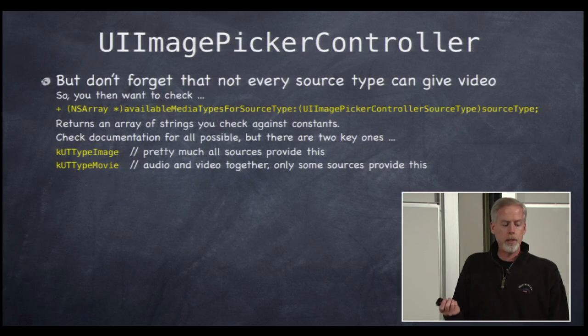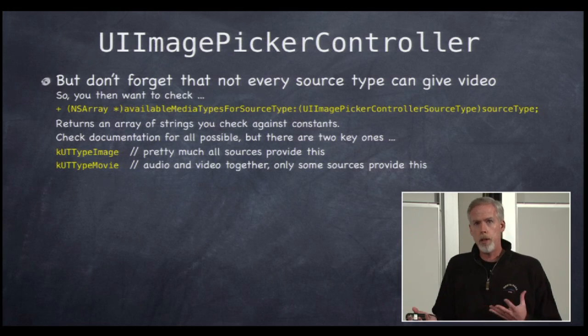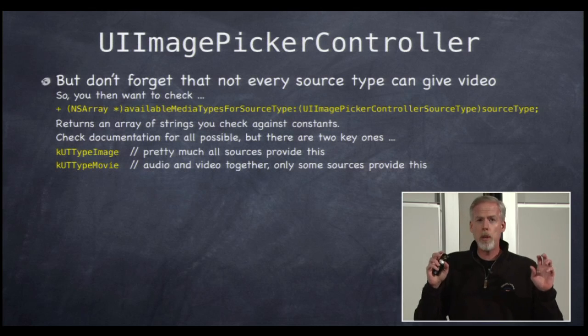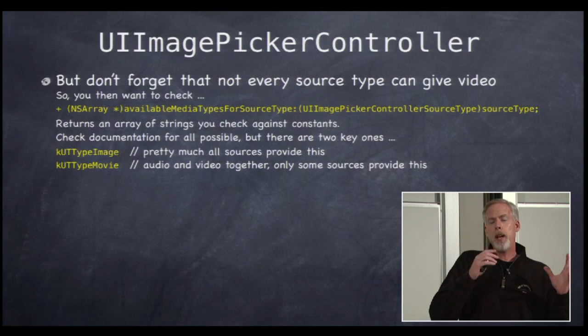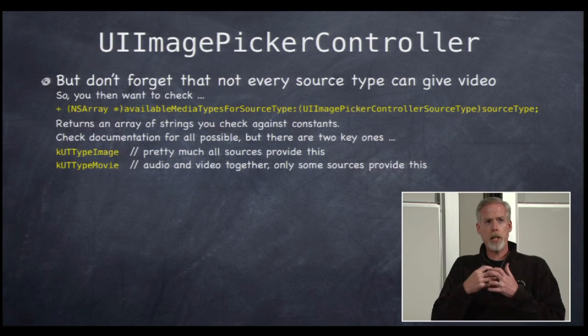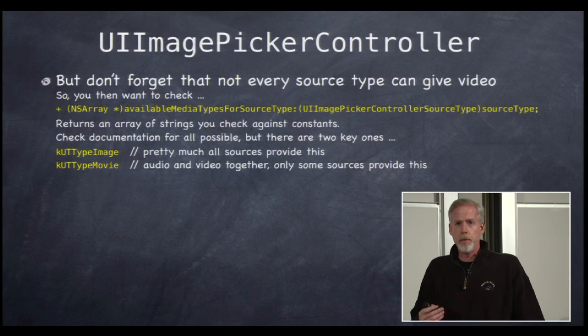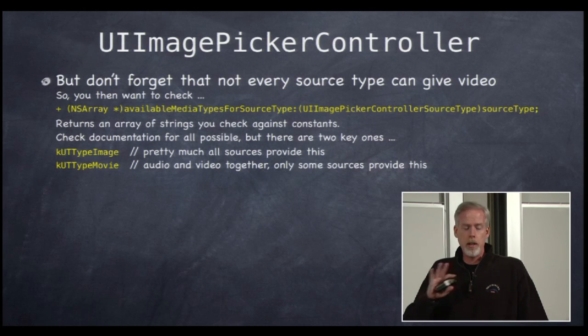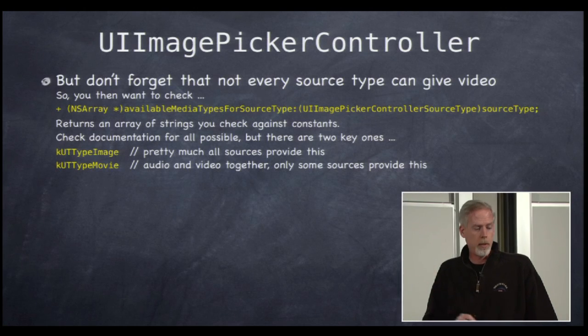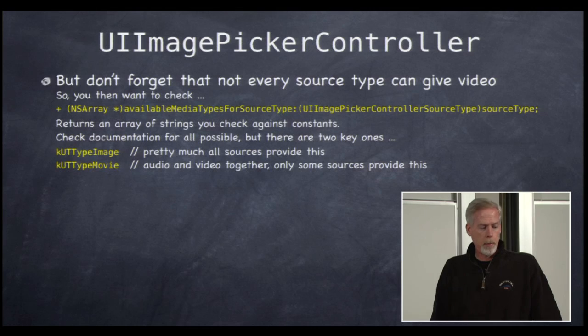And then there's these two constants, type image and type movie. One is for static images, one is for movies. And the word movie, when I use it today, means a media file or media source that has both audio and video synchronized. We call that a movie, all right? Video is just no sound, audio is no images. Movie is a combination, okay?